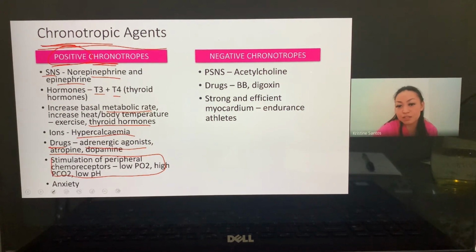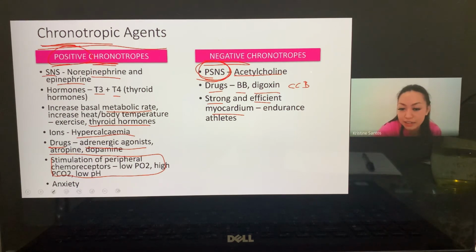So the negative chronotropes now. These are agents that decrease your heart rate. Stimulation of the parasympathetic nervous system, by the release of acetylcholine, is the opposite of the sympathetic nervous system. So this is going to decrease heart rate. Drugs like beta blockers, digoxin, and calcium channel blockers can decrease heart rate. And if you have strong and efficient myocardium, like marathon runners and endurance athletes, they have a physiological bradycardia. So they can have heart rates less than 60 and still be fine.